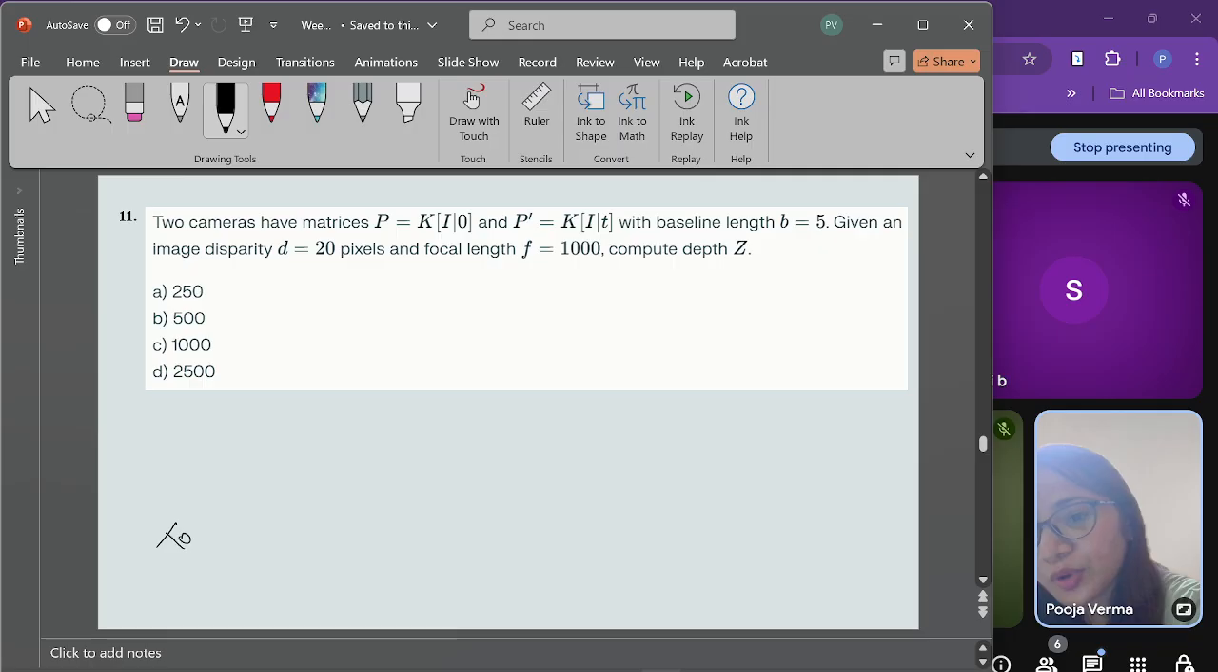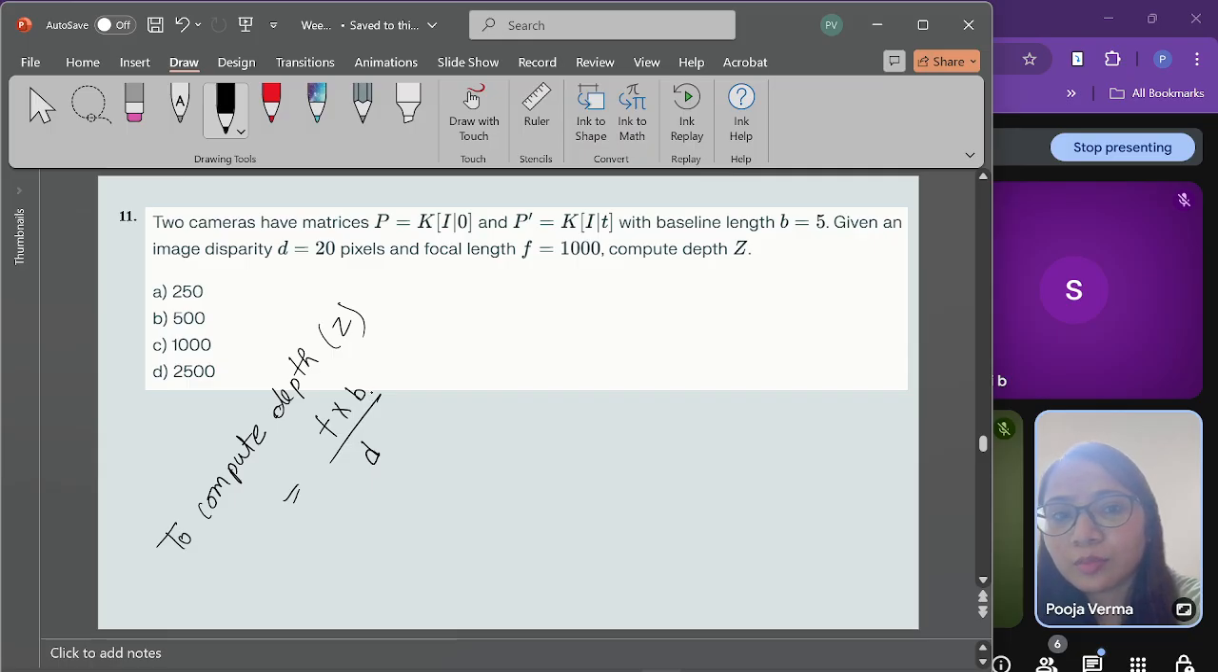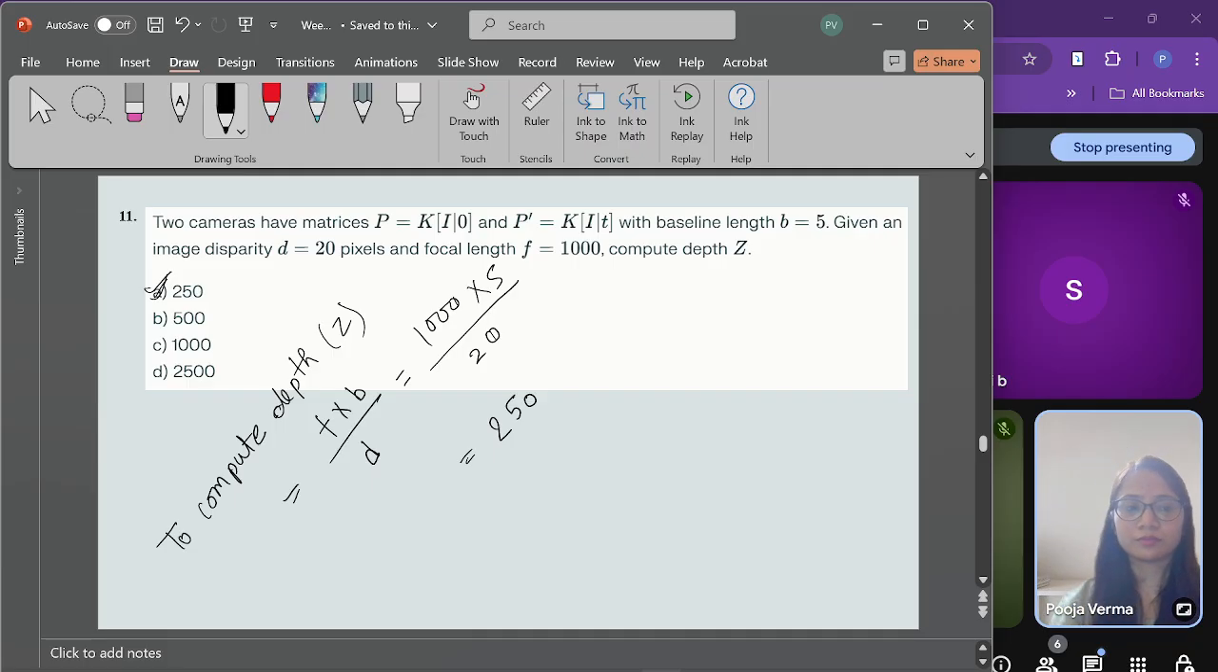So to compute depth Z, the formula, which I think we have already established, is F into B divided by D, right? F means focal length, B is baseline length, and D is the image disparity. All values are given, you can directly put them in. So 1000 into 5 divided by 20, right? So if you just calculate, you will get 250. Okay, so here option A is the correct answer for this question. Okay, so have you got this? Every value is given here, so you have to directly compute the depth.